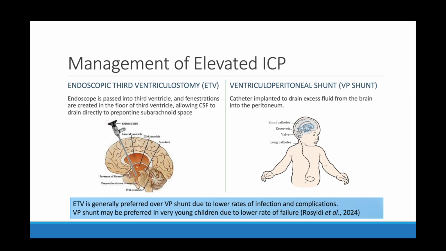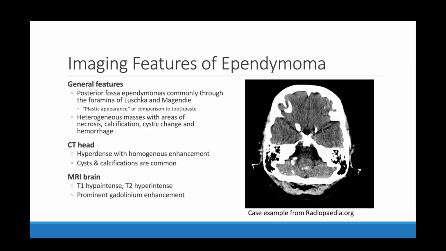So based on my reading, it seems that ETV, so the endoscopic third ventriculostomy, is actually preferred over the ventriculoperitoneal shunt due to lower rates of infections and complications. But for very young children, VP shunts may be preferred just due to lower rates of failure. So important to just be familiar with what these interventions are and why they're important to manage elevated intracranial pressure. I wanted to share some general imaging features of ependymoma that may be helpful in diagnosis.